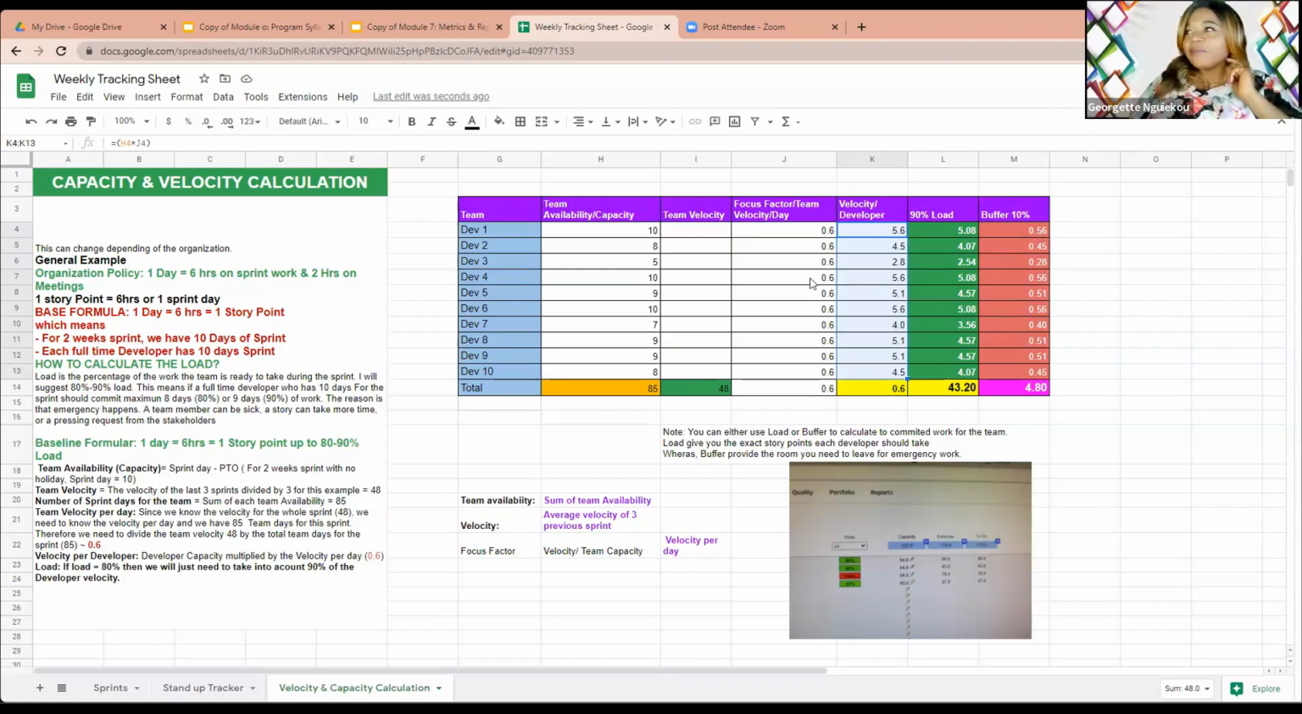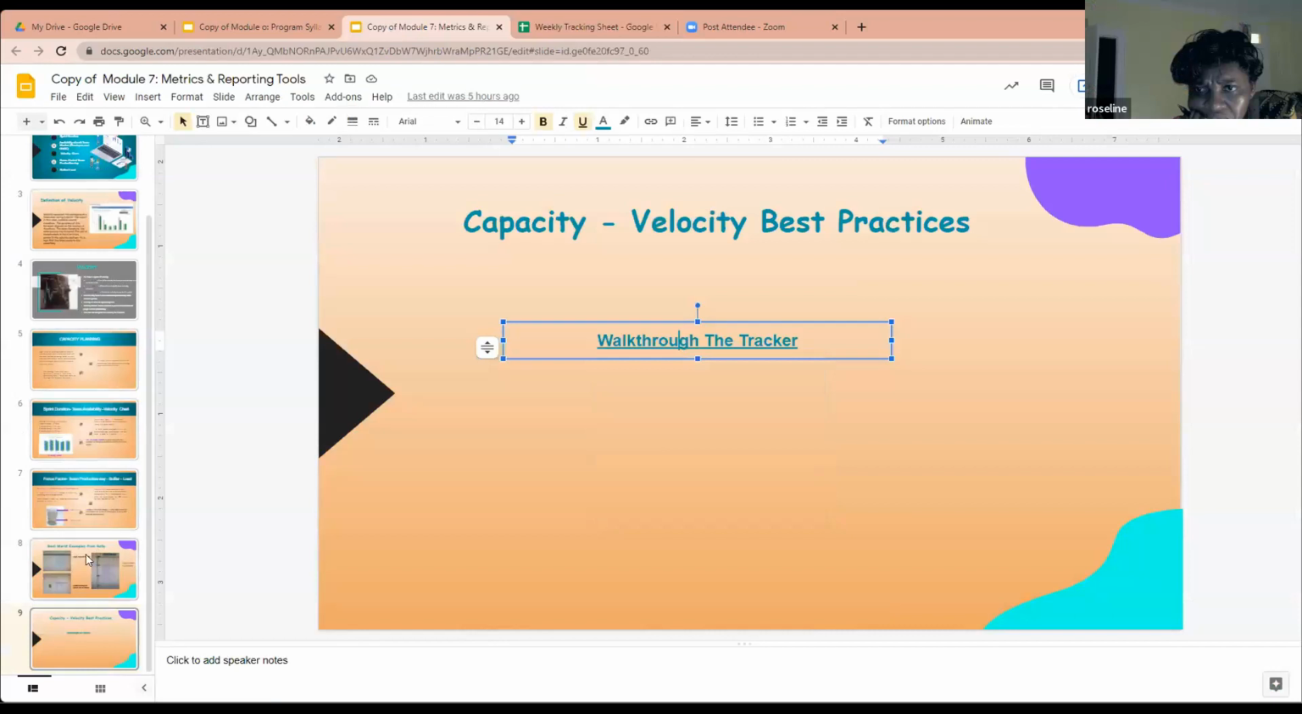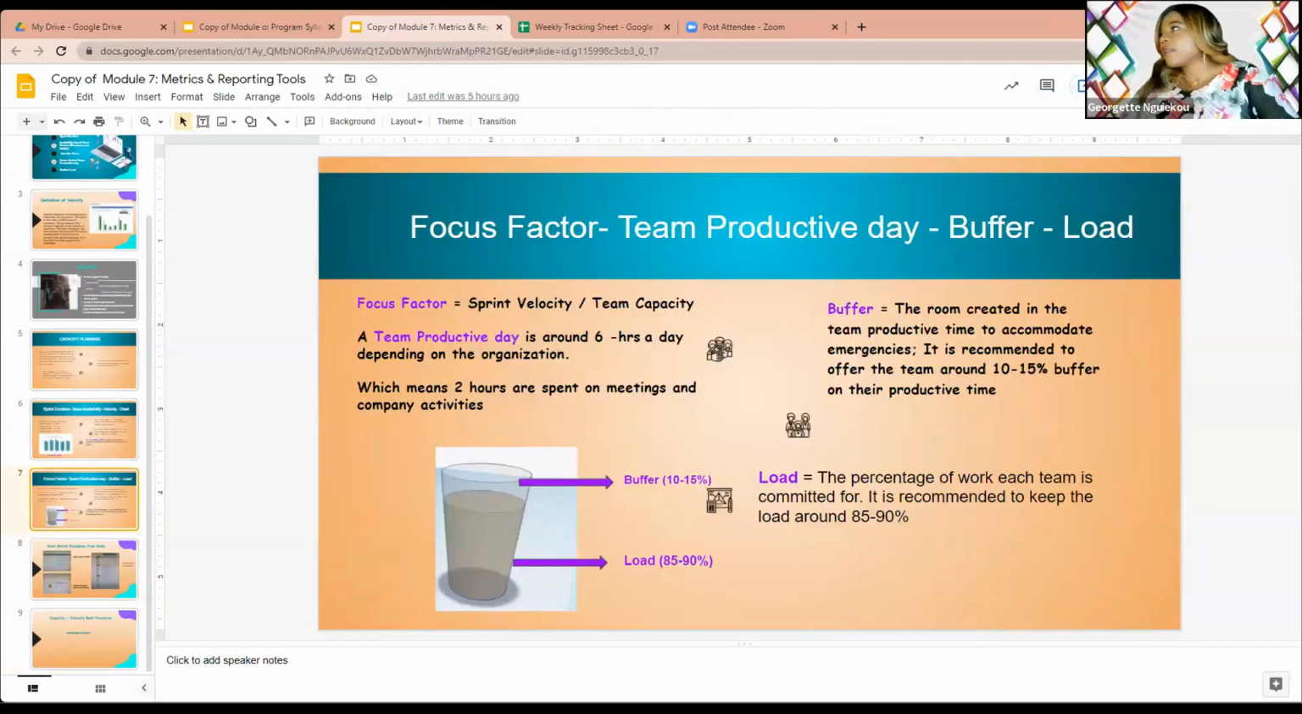Or you want to give them stories up to a certain percentage, let's say 90%. That's what we call load. Let me go back again to my load. So if I come back to load and buffer here, where is this again?